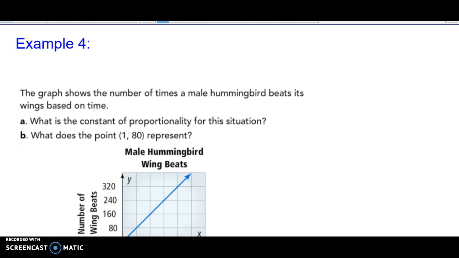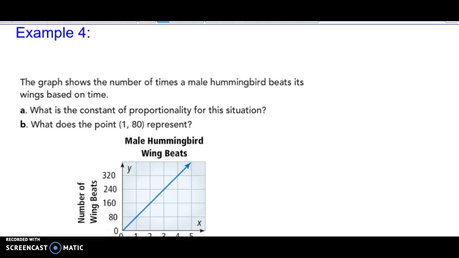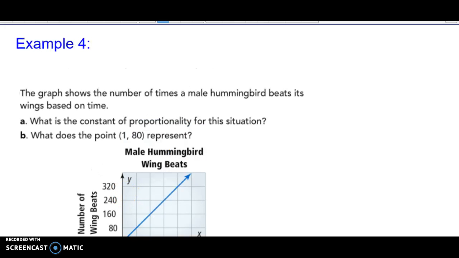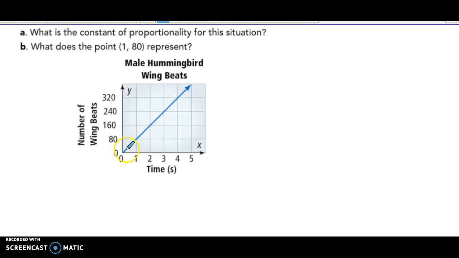In example 4, we're looking at the number of times a male hummingbird beats its wings based on time. What's the constant of proportionality? This time we don't have a table, but we have a graph. So looking at some of the points on my graph, I hate when it does that.